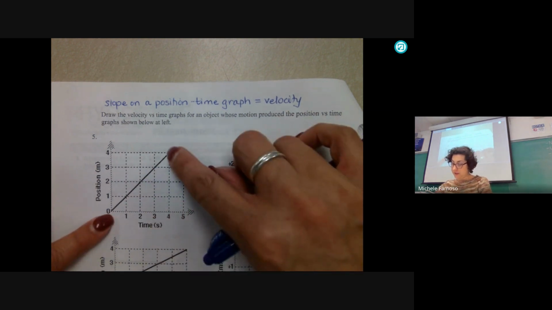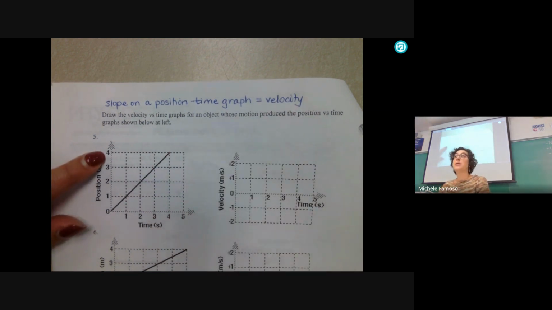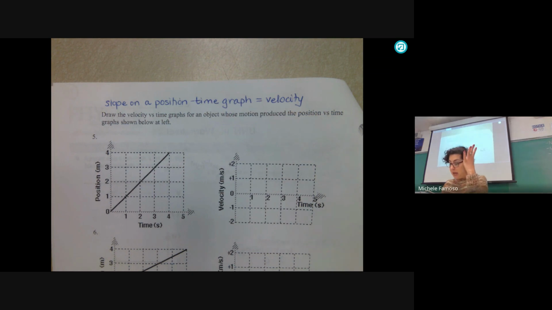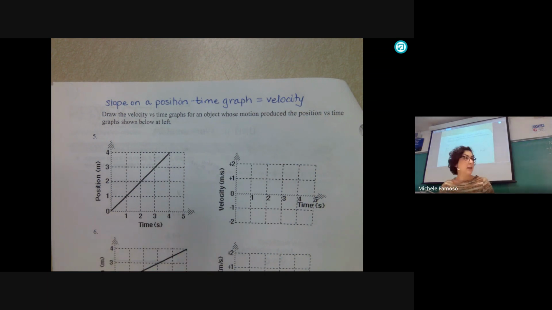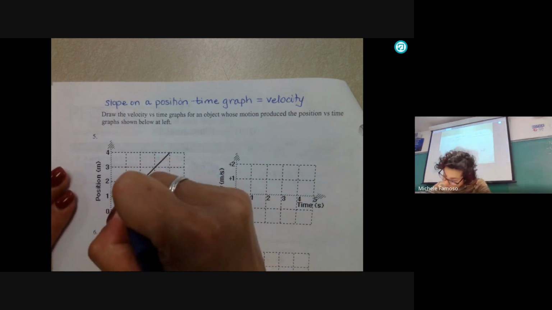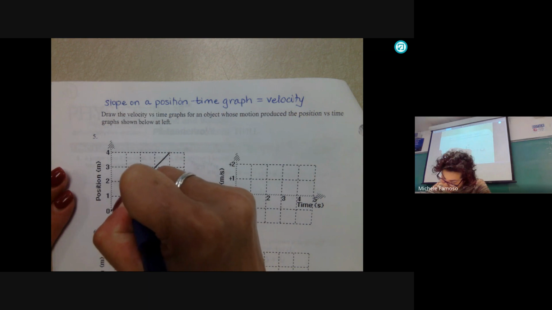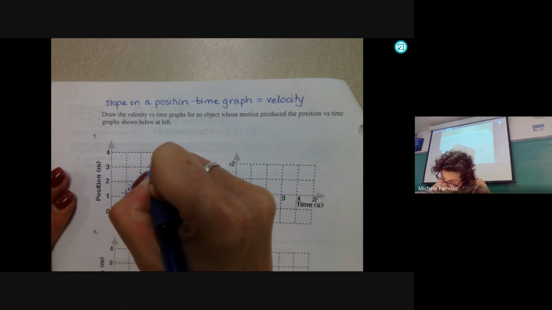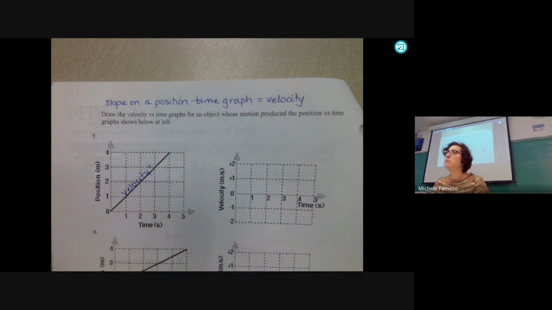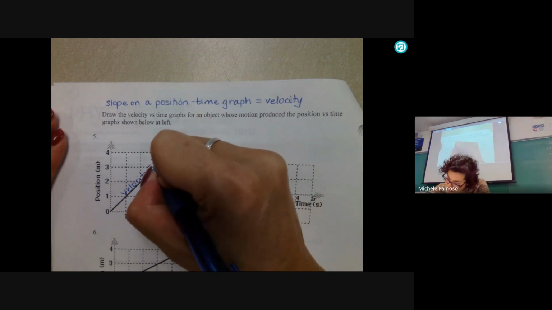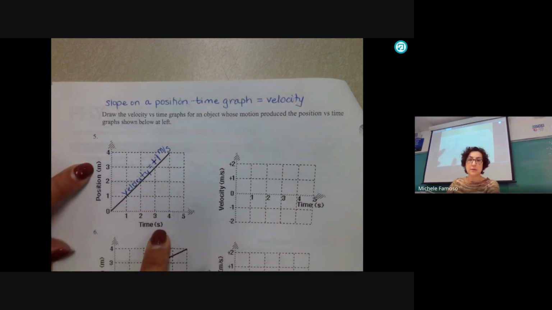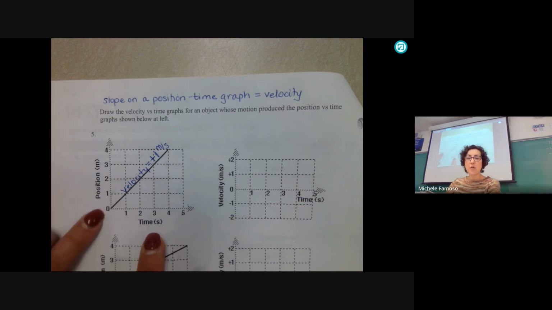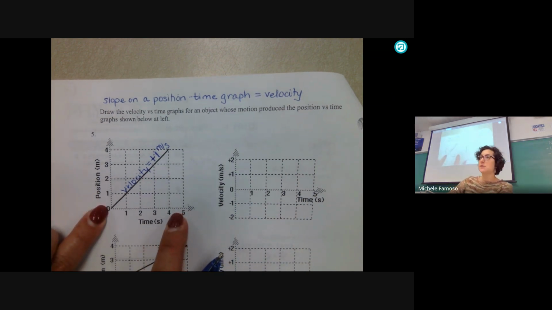This line goes from 0 to 4. So how much did it go up? How much is it going out? What's 4 divided by 4? See, you didn't need a calculator to do that. So this velocity is equal to, is it positive or -1? Okay, so +1 meter per second, meter over seconds. And that's all the way from 0 to 4 seconds.